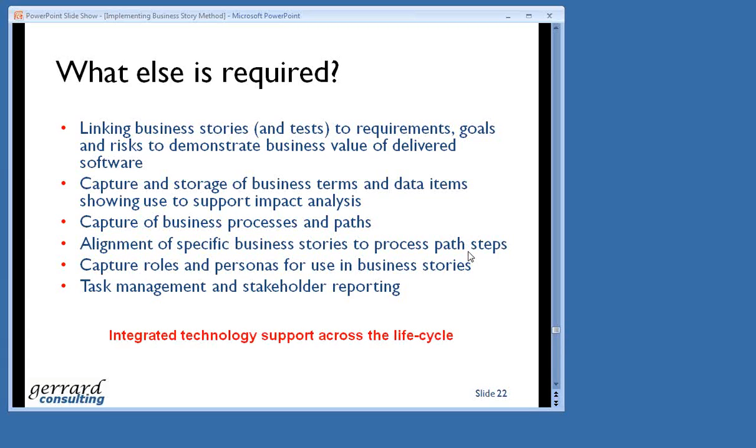Ultimately, you really do need some integrated technology support across the life cycle. We talk about this in the pocketbook a little bit more as well, and on the training course, so you'll be able to get your head around the kind of technology that you're going to need, perhaps to supplement what you've got already.